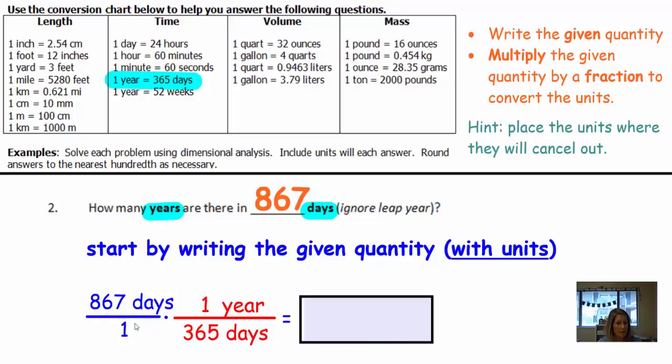Okay, so this one, instead of multiplying across, which we will do, but 867 times 1 is just 867, what we're doing is we're dividing. 867 divided by 365. Okay, so that's the calculation you'll do with your calculator. We get to cross off days and days cancel. And we're going to end up with years. That's exactly what we wanted. So we're going to divide 867 divided by 365. Go ahead and punch that into your calculator.